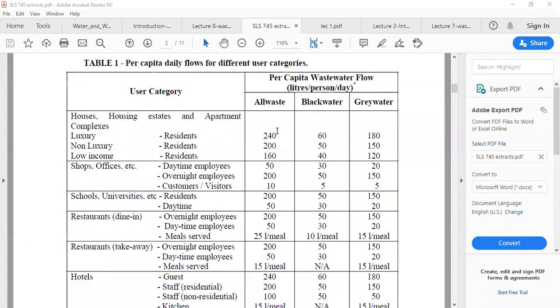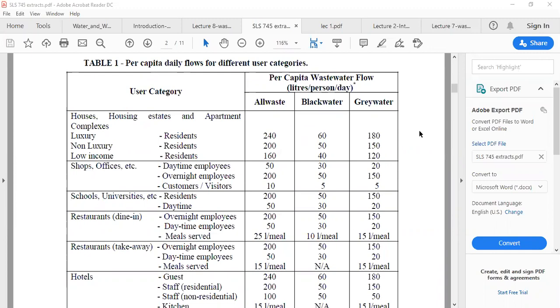Has everyone finished up to that level? Okay, right. I'll share another table taken from the SLS standard. Now, can you see Table 1, per capita daily flows for different user categories? From this one, we have to find the per capita wastewater flow from one person, in liters per person per day.